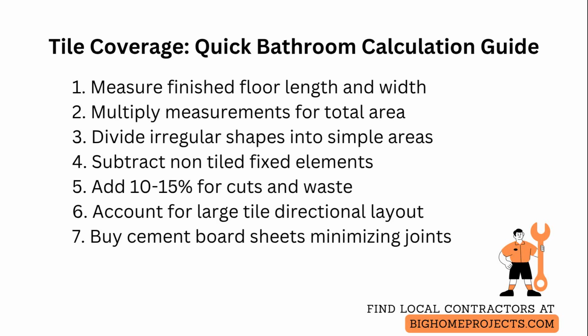Subtract fixed non-tiled elements such as a bathtub apron or built-in cabinetry if they will not receive tile, but leave areas under vanities if tile will run there. Always add an overage of 10 to 15% to cover cuts, broken pieces, and pattern or color matching across batches. If you are using large format tile, remember to check for directional layout and include extra for tiles that may need to be cut to size at openings and around plumbing.